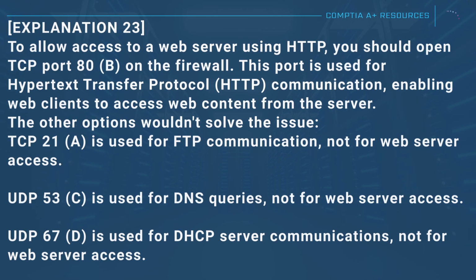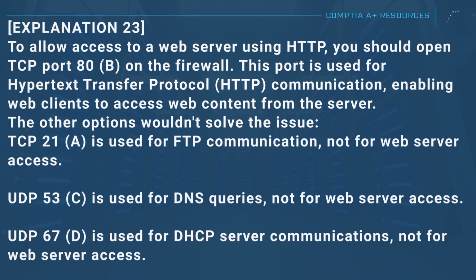To allow access to a web server using HTTP, you should open TCP port 80 (B) on the firewall. This port is used for Hypertext Transfer Protocol, HTTP communication, enabling web clients to access web content from the server. The other options wouldn't solve the issue.